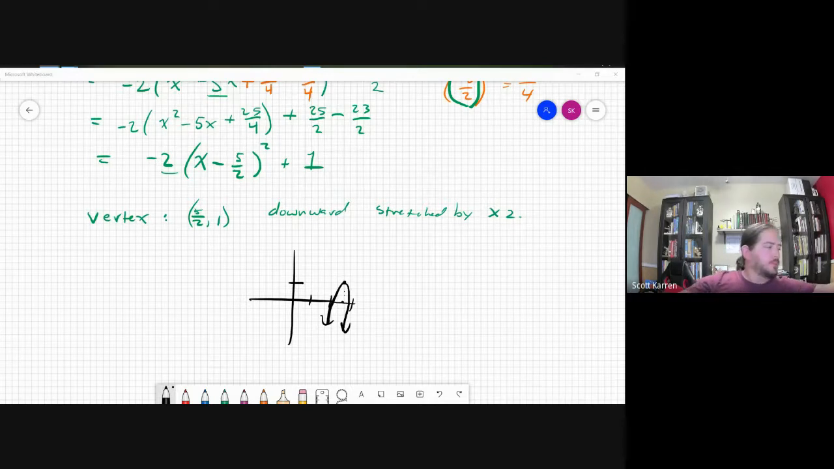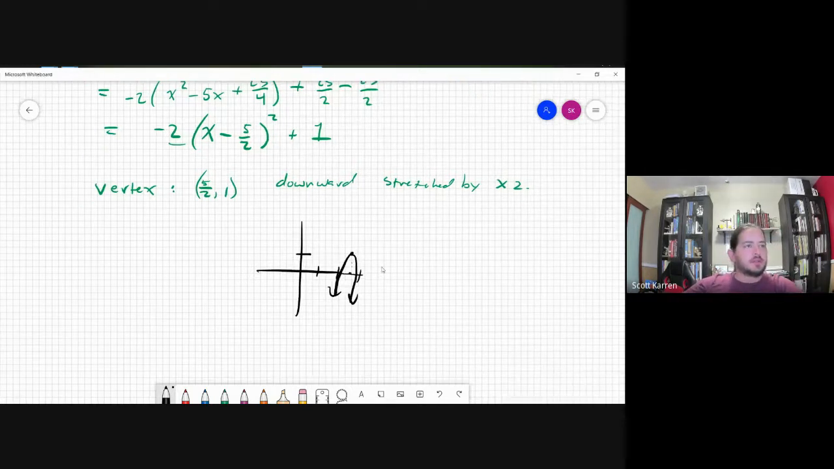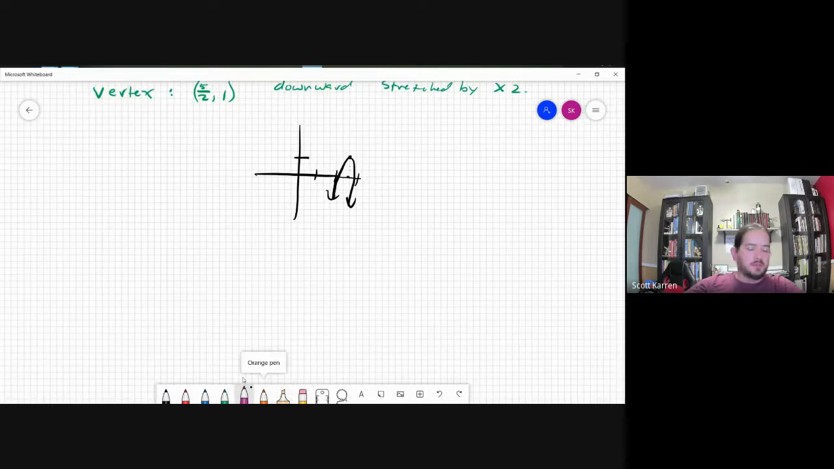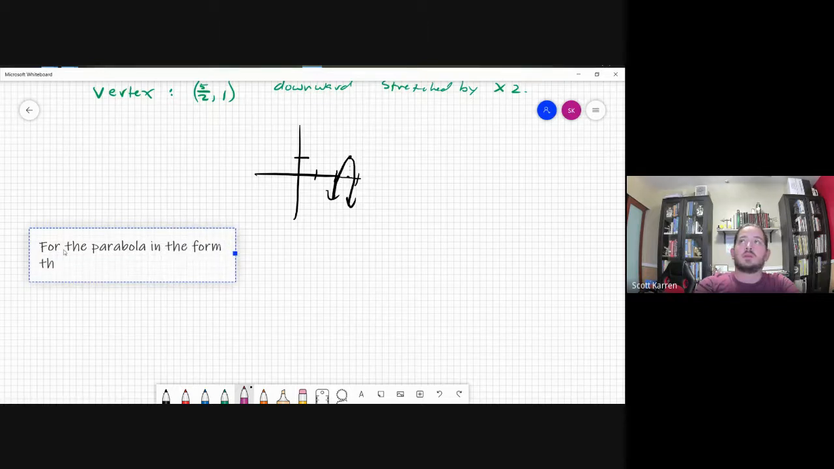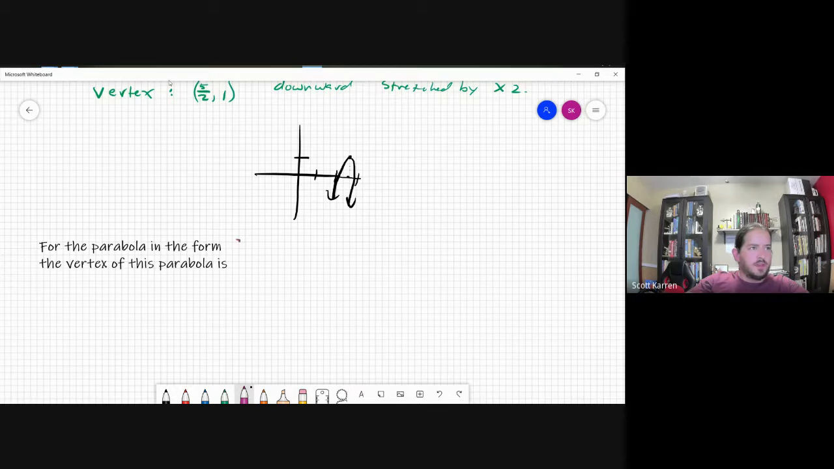If I have my parabola written in this form, for the parabola in the form f of x equals, if it's all worked out, it hasn't been completed the square, it's not in that nice form. If it's in this form, ax squared plus bx plus c, right?